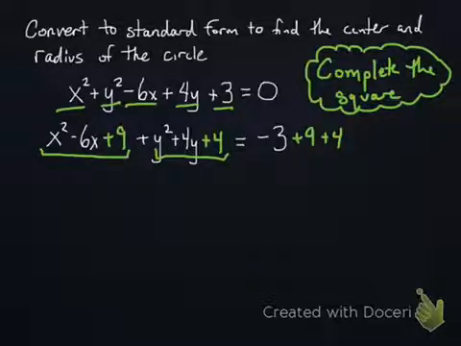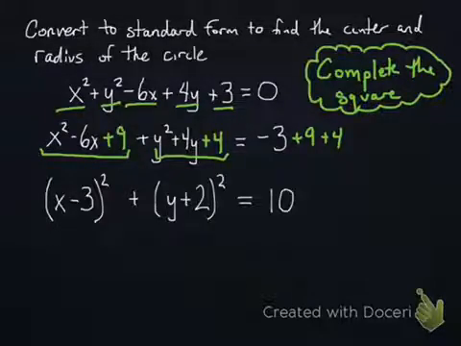Here's what we do. Group together the x squared minus 6x plus 9 and use your factoring skills. And I bet you can factor this. I bet you can also factor the y squared plus 4y plus 4. Here's how they factor. And then, of course, negative 3 plus 9 plus 4 is 10. So that's where that came from.